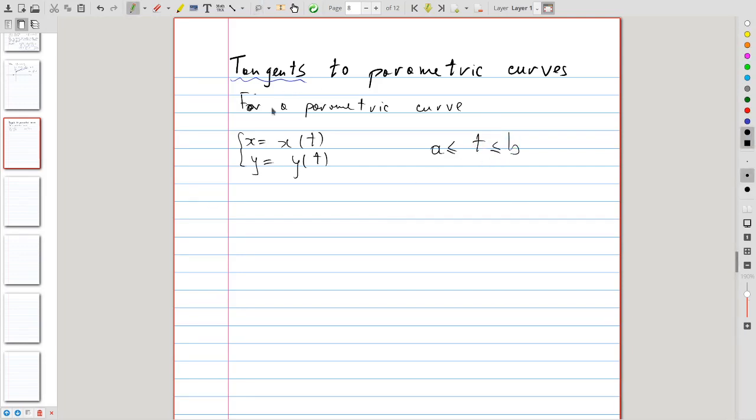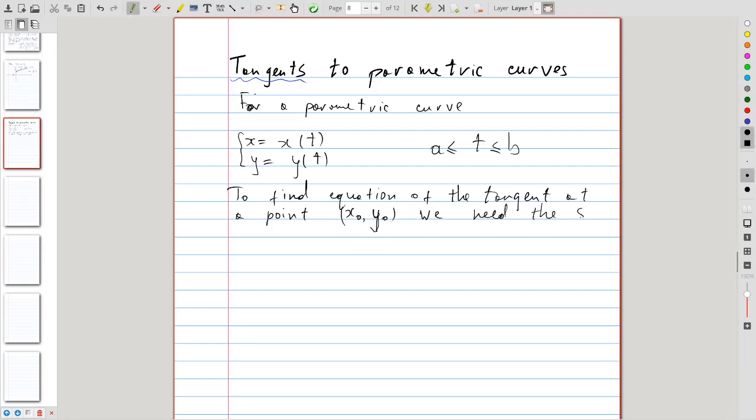So to find the equation of the tangent to this parametric curve at a point x0, y0, we're assuming that this point lies on the curve, we need two things. We need the slope of the curve at this point.